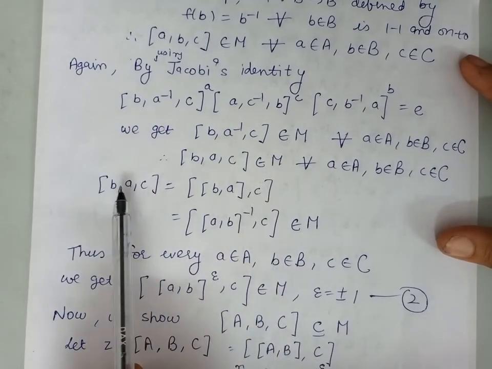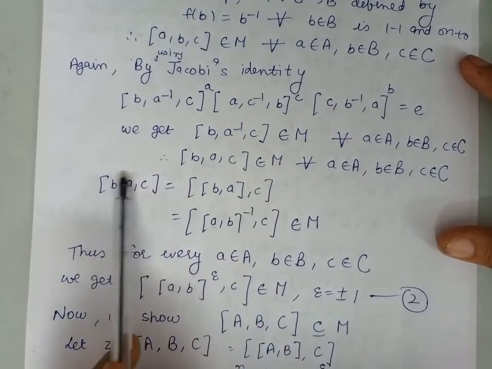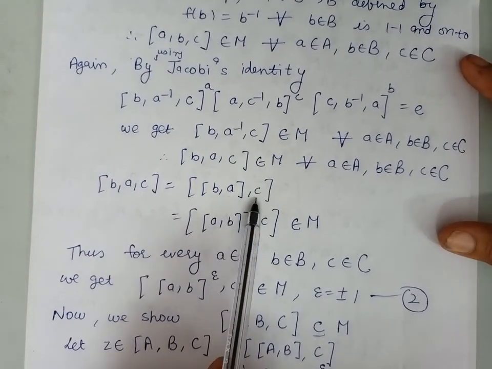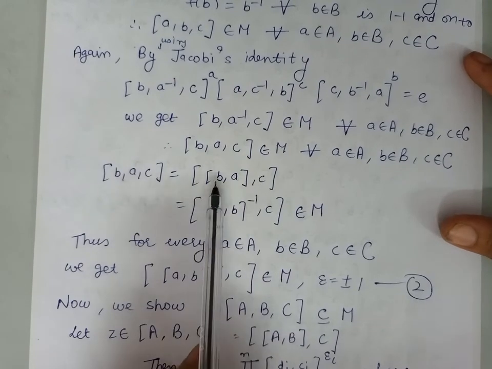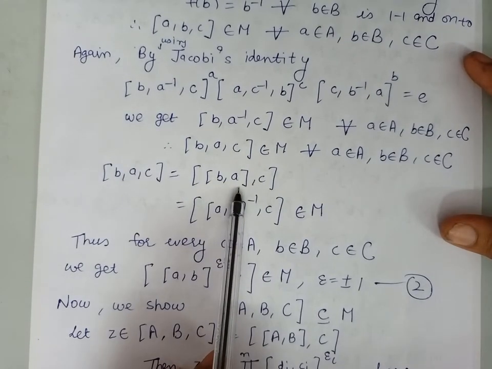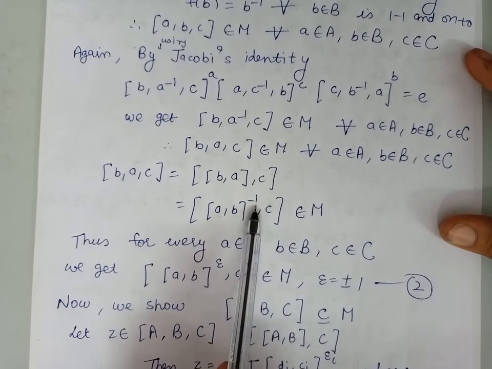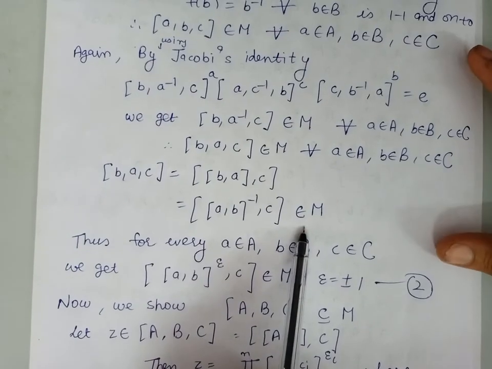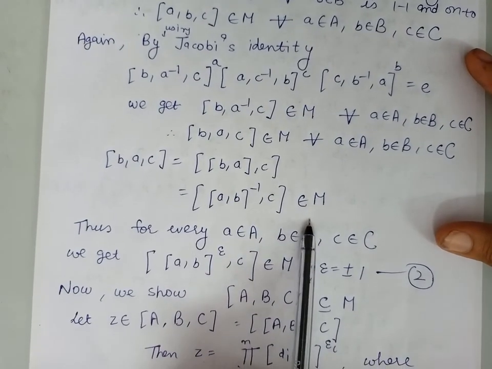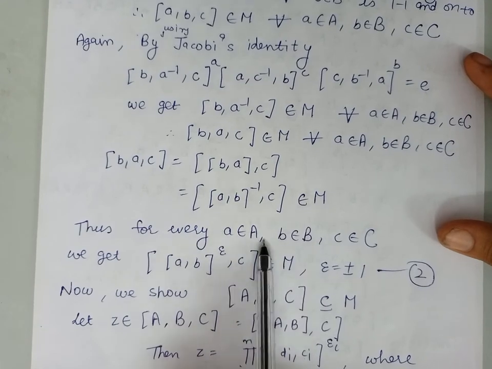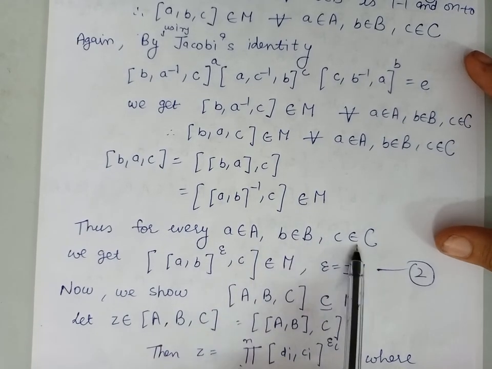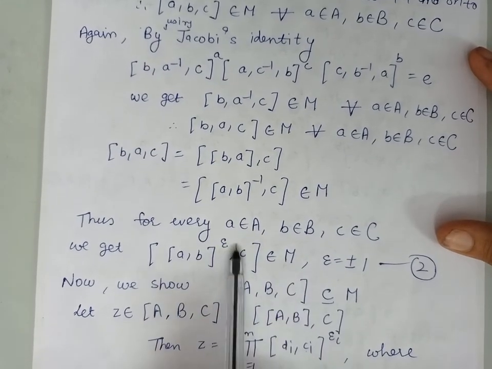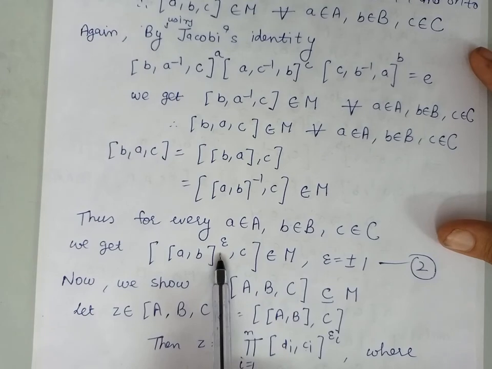Now, the commutator of B, A and C can be written as the commutator of B with A, and then again its commutator with C. Now the commutator of B with A can be written as the inverse of the commutator of A and B. Now this element belongs to M, and therefore we can say that for every A belonging to A, B belonging to B, and C belonging to C, this type of element belongs to M, where this epsilon is either +1 or -1.